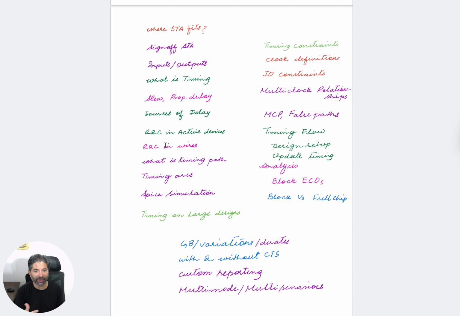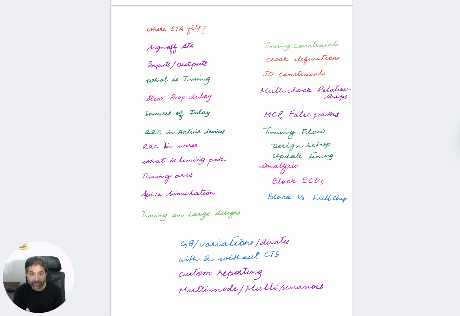But what about large designs? Can we do a SPICE simulation of large designs? Lots of gates, is that feasible? That's where I would shift the discussion towards STA. What is STA? Why do we do STA? How is it different than doing a SPICE simulation?